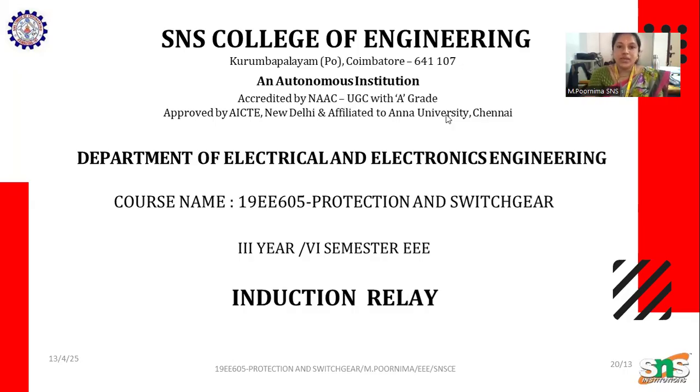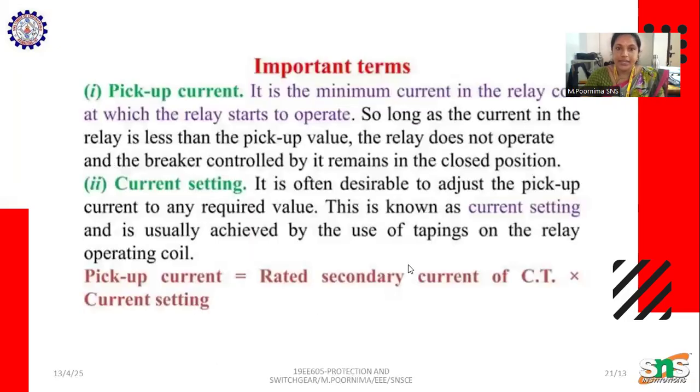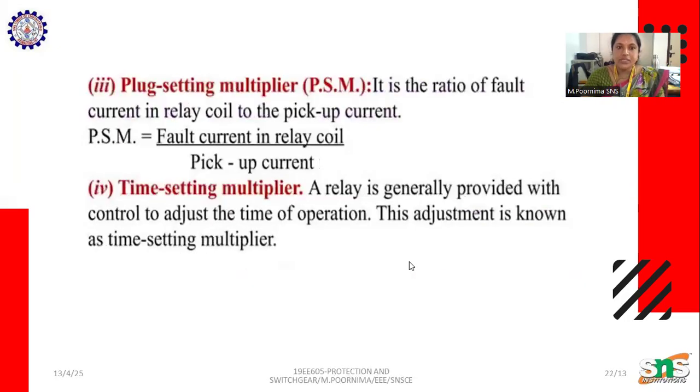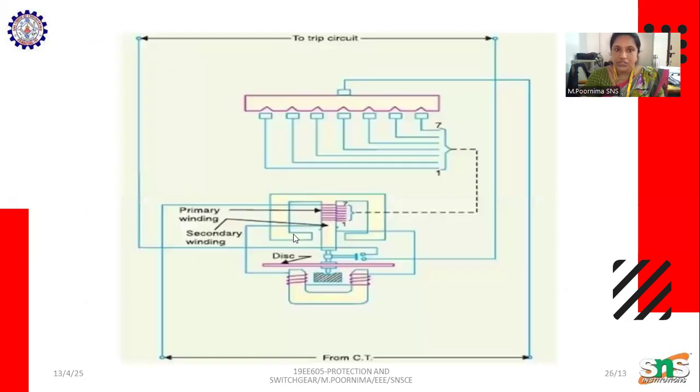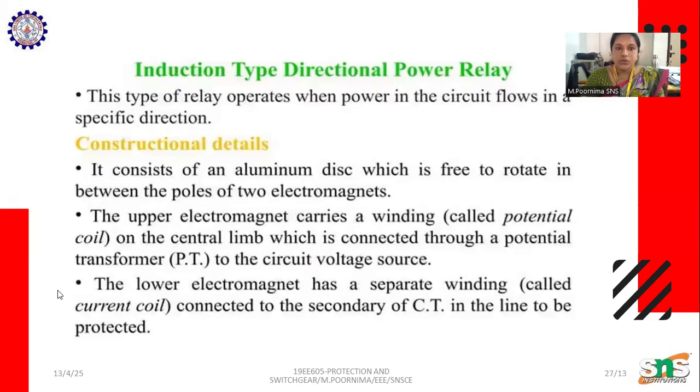In the last class, we discussed induction relays, the important terms and functions of a relay, and the types of induction relay. There are four main types: induction type overcurrent relay, induction type reverse power relay, directional relay, and differential relay. Last class we discussed the induction type overcurrent relay and its operation and working. Now we are going to discuss the induction type directional relay.